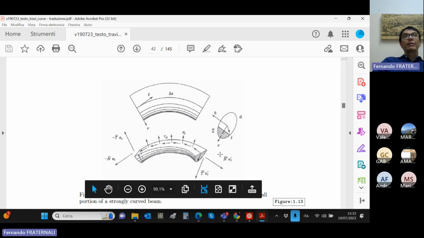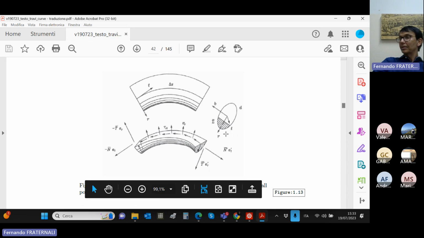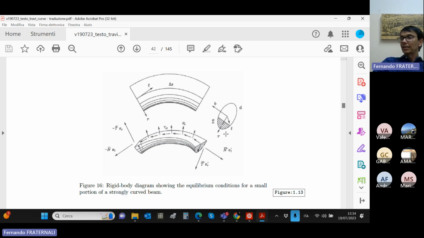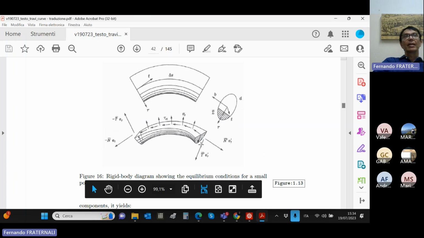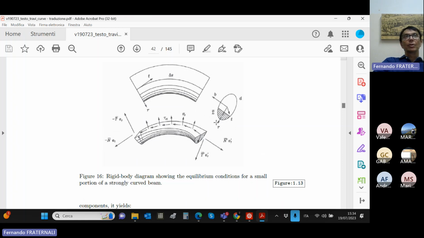In the case of a curved beam, we have to write two equilibrium equations, while in the straight beam we do similar machinery, but we write only the equilibrium equations in the longitudinal direction of this portion, the analogous portion of a beam cut from the solid body. In this case, we have two reactive stresses, which are the tangential stresses, tau RT, and the radial stresses, sigma R or sigma RR.